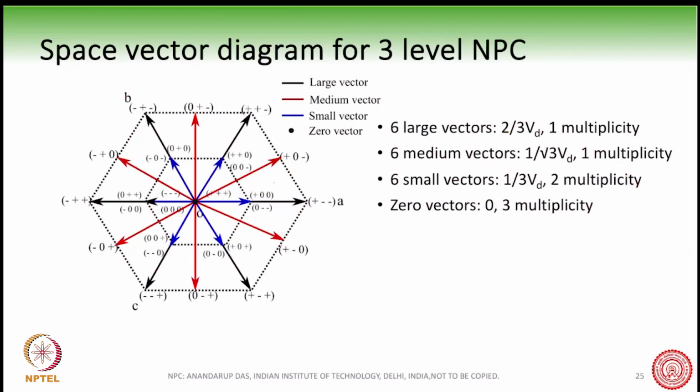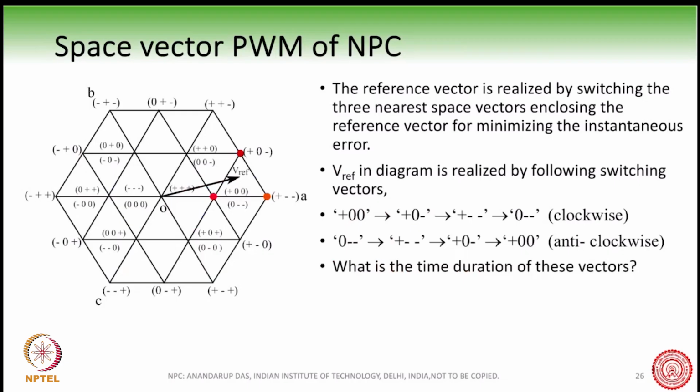And yeah, this is what we have noted here. Okay, 6 large vectors, 6 medium vectors, and 0 vectors. Now, once we have understood what is the space vector diagram and all, we can as well then start looking into the space vector PWM of NPC.